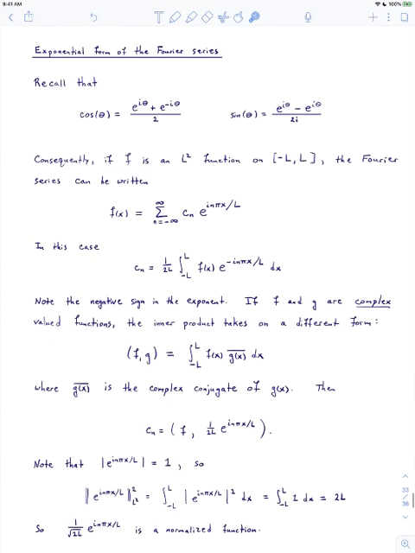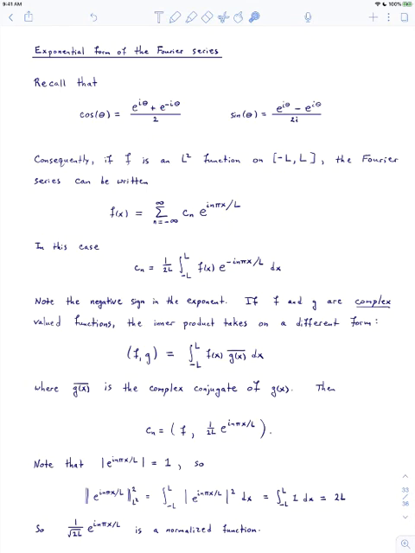Another thing that you can do is you can expand the Fourier series in terms of exponentials instead of sines and cosines, which sometimes has its advantages. So in order to do this, we have to enter into the realm of complex numbers. So recall that there is a way to write cosine and sine in terms of complex exponentials. So cosine of theta is e to the i theta plus e to the minus i theta divided by 2.